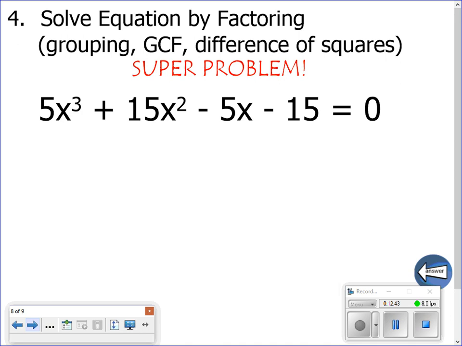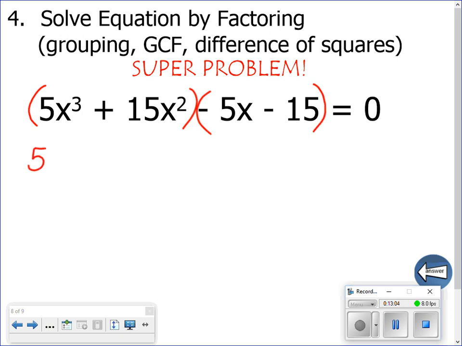Okay, so here's our super problem. We're going to solve this equation using a difference of squares. In this problem, we have 4 terms, so we're going to want to factor this by grouping. I group my first 2 terms together, I group my second 2 terms together, and I pull out the GCF in each of them.